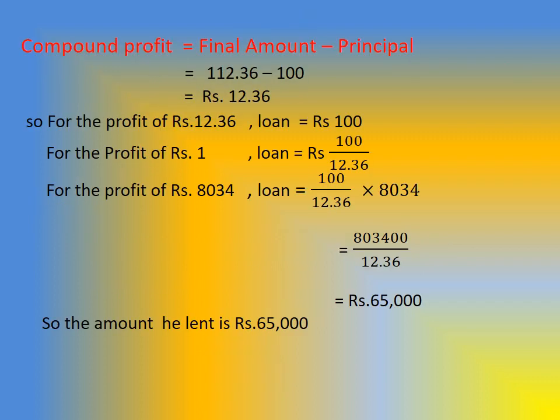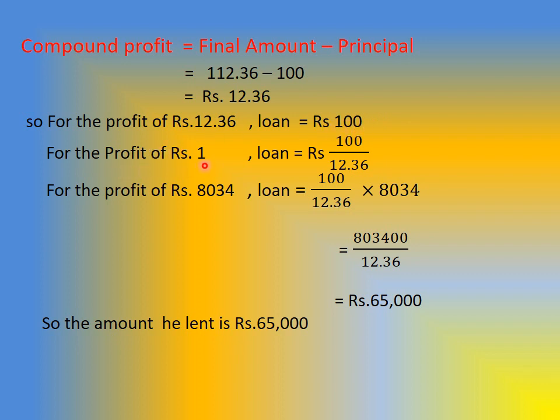Now compound profit is equal to final amount minus principal amount. So by putting these values, final amount minus principal amount, we will get 12.36 rupees. It means when the principal amount was 100 rupees, the profit, the markup, would be 12.36. So the profit the bank will get from that person would be 12.36 if he lent a loan of rupees 100.